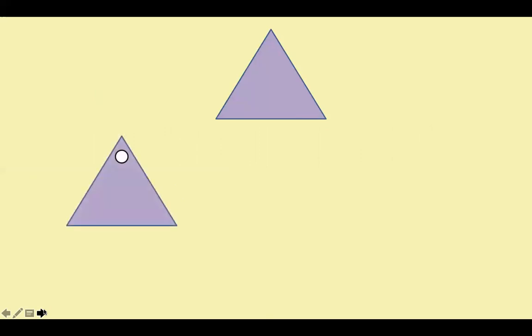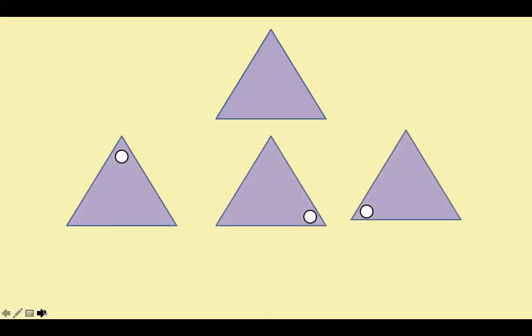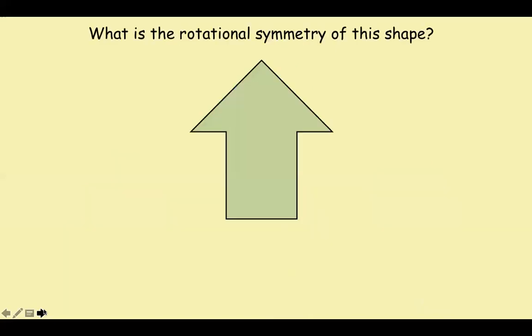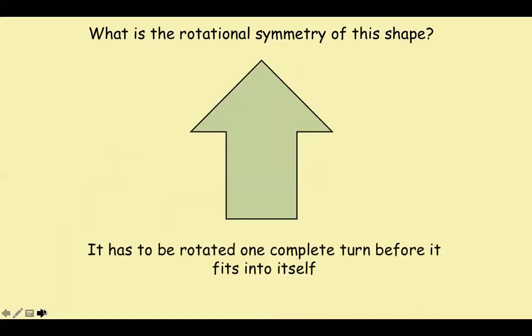And if we look at this triangle, if you rotate it in these 3 ways, you will still have the same shape. So we say an equilateral triangle has a rotational symmetry of order 3. Why order 3? Because the 3 different orientations all look exactly the same as the original triangle. For this shape, it has to be rotated 1 complete turn before you get back the same shape. So we say it is order 1.